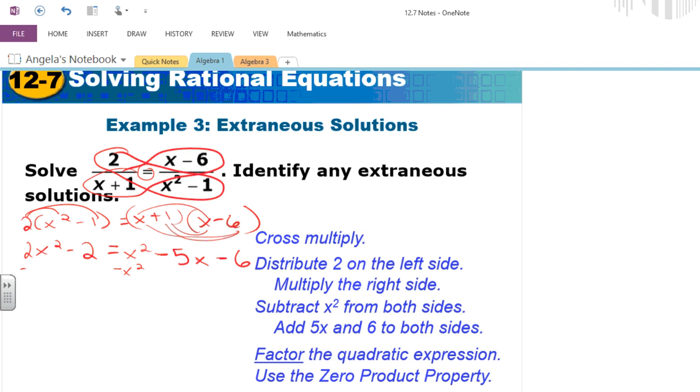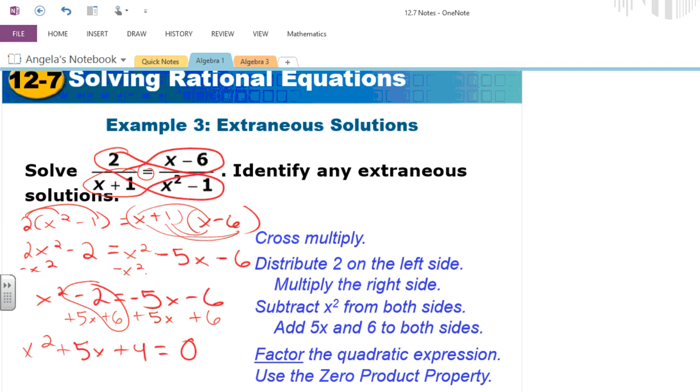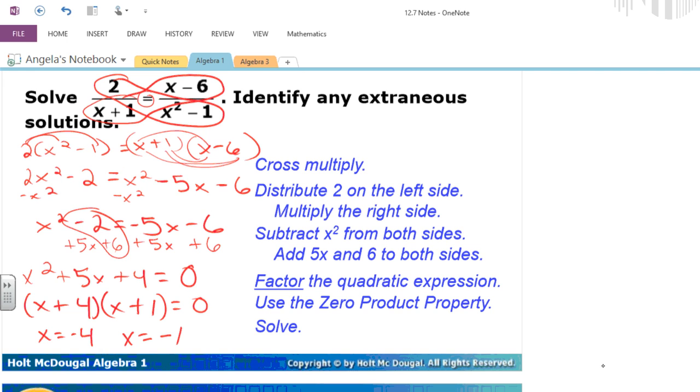Now I'm going to combine like terms. I'm going to move this x squared over, so I get x squared minus 2 equals negative 5x minus 6. I'm going to move my 5x and my 6 over. So I get x squared plus 5x plus 4 equals 0. I can factor now. Okay, I know I need a 4 and a 1, and I need them both to be positive signs. So my solutions are x equals negative 4 and x equals negative 1. All right, before I say that those are specifically the answers, I need to check if either one is extraneous.